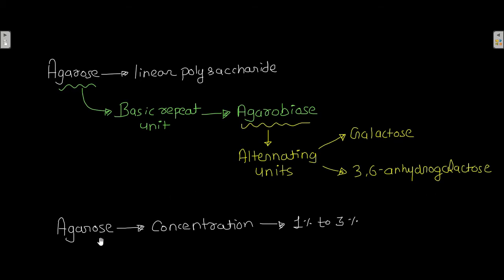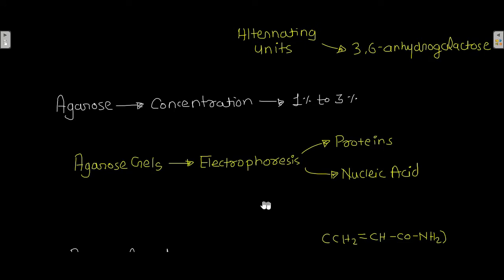Agarose is usually used at a concentration of 1 to 3%. The concentration of agarose that we use to make gel is between 1 to 3%. Agarose gels are used for the electrophoresis of both proteins as well as nucleic acids. So for doing electrophoresis of proteins as well as nucleic acids, you can use agarose gel.